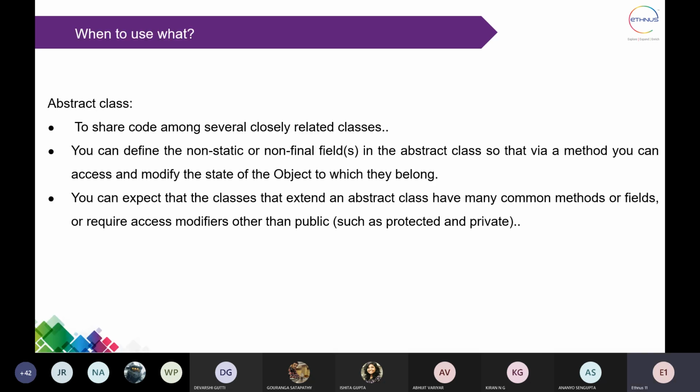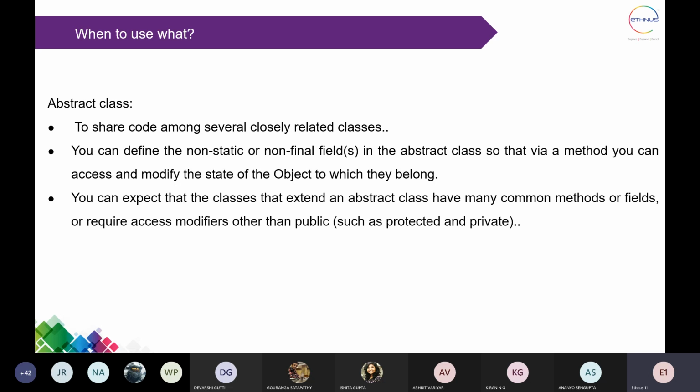Okay, now we know that we have two usages of this abstraction. When and where should we use which? From the explanation that I have given, you might have understood in which locations we have to use an abstract class and in which locations we have to use an interface.